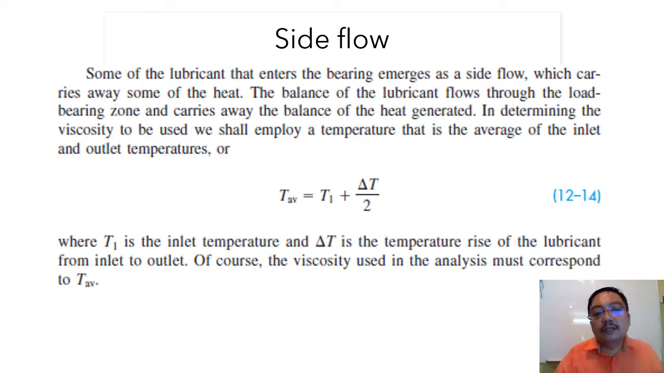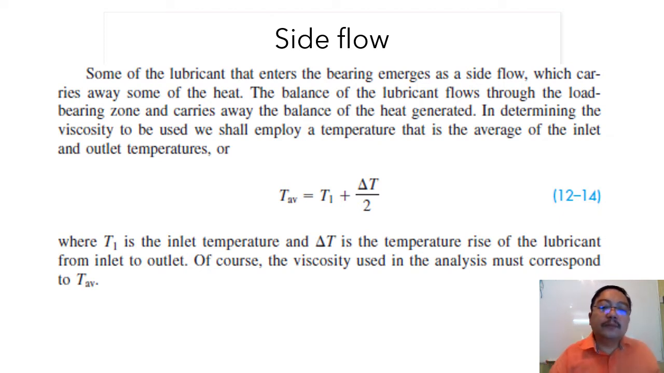Okay, about side flow. Some of the lubricant that enters the bearing emerges as side flow, which carries away some of the heat. The balance of lubricant flows through the load-bearing zone and carries away the balance of heat generated. In determining the viscosity to be used, you shall employ the average temperature of the inlet and outlet. Average temperature is equal to T1, which is the inlet temperature, plus the difference in temperature, delta T, over 2. Okay, the symbol is the variation in temperature, over 2.